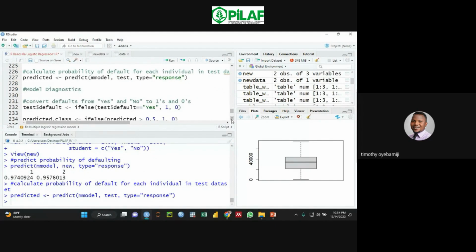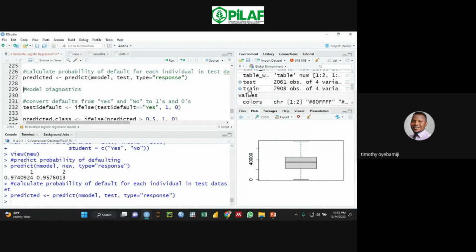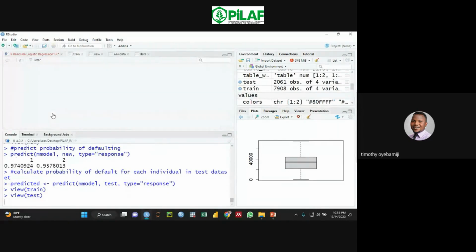Now, for the default part of the test, we have if else, test default: if it is yes, 1, and if it is not yes, it should be 0. Why we are doing this is because we want to check it with what has been predicted, if the default is the same thing as what has been predicted. So instead of the yes, no in the test default, where is test? I'm sorry. Okay, so instead of yes, no in the test, we want it to change to 1 if it is yes, and 0 if it is no for the default.